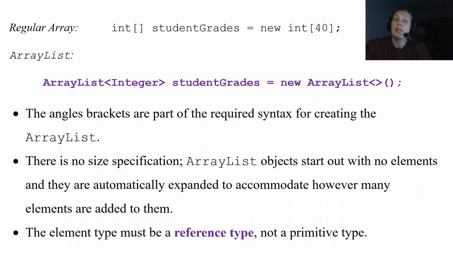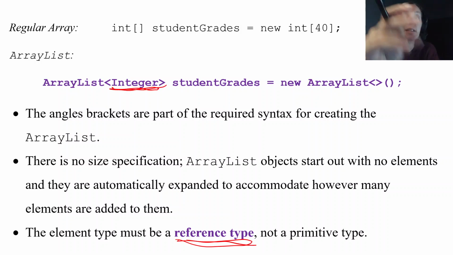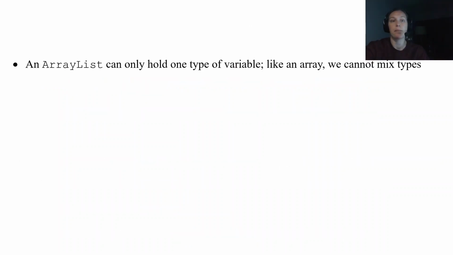The element type must be reference, not primitive. Again, it must be an object. You must have an object of some kind. Even if you want to store primitives, like student grades, you have to have that reference type listed in those angle brackets. An ArrayList can only hold one type of variable, like an array. You can't mix types. If you want it to hold integers, it'll only hold integers.